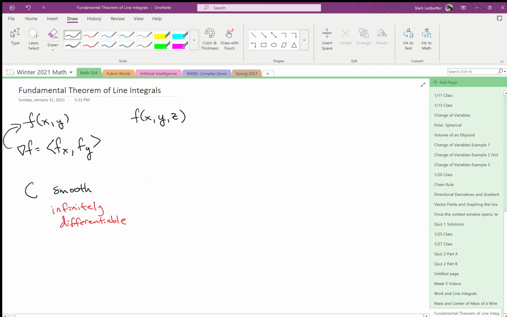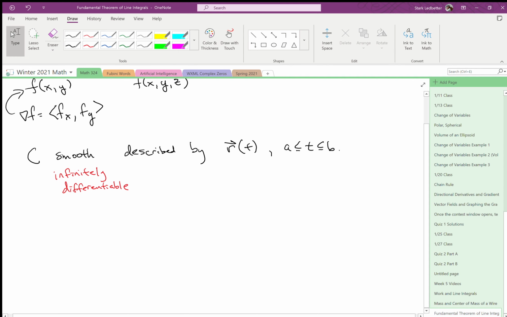And then it's described by, or parameterized by, our position function, r of t, where t is between a and b. So if you have that, C is a nice curve, basically, and then f is a nice function. f is differentiable, is nice enough. And actually, we're going to do one more thing.